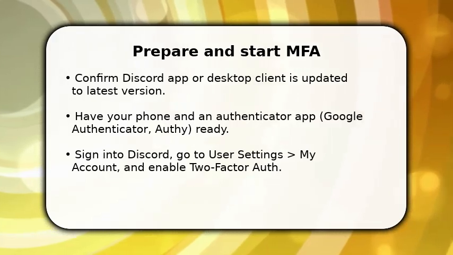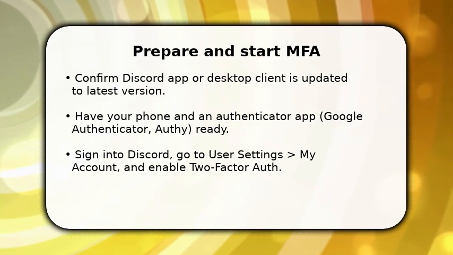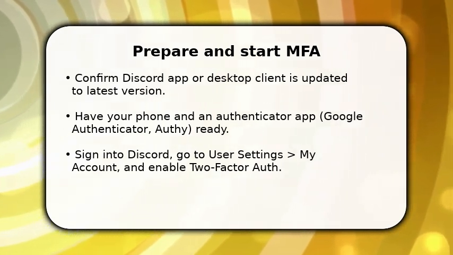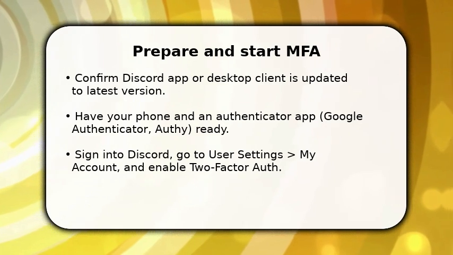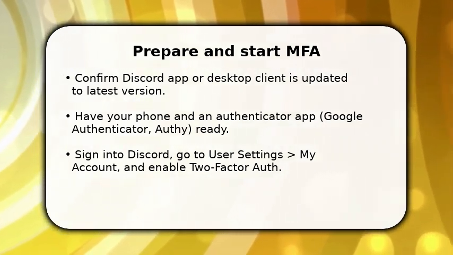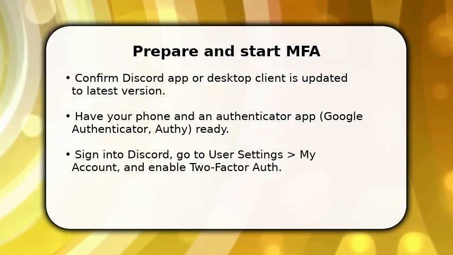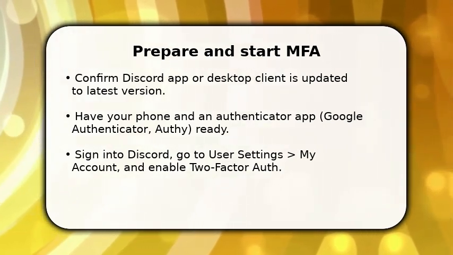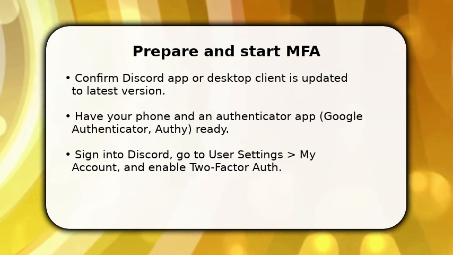You begin by preparing your phone and Authenticator app. This makes setup fast and secure. Open Discord, go to User Settings and My Account, then tap Enable Two-Factor Auth. Enter your password when prompted, because Discord requires re-authentication to add a new security layer.